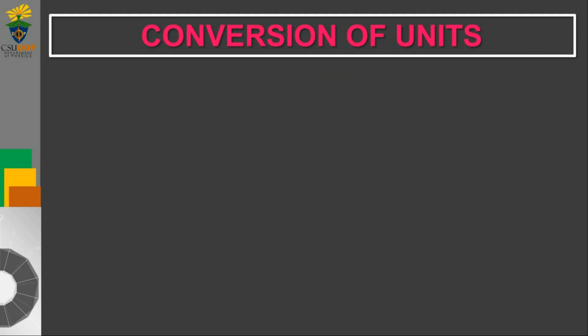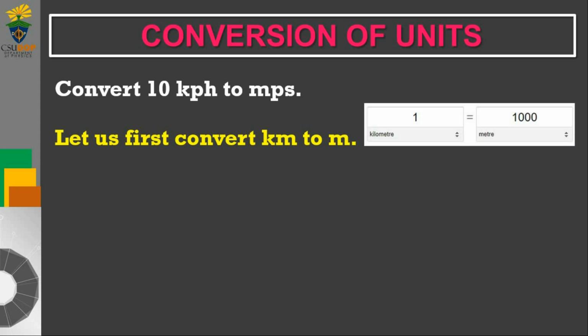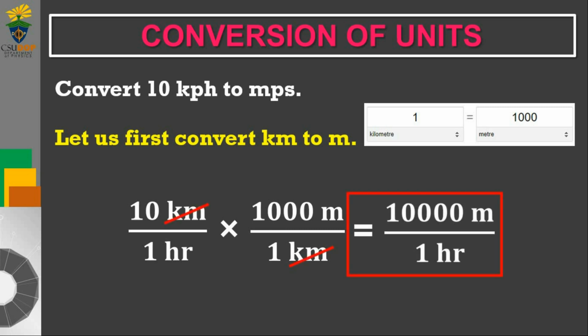Let's have another example. Convert 10 kilometers per hour into meters per second. First, let us convert kilometer to meter. Noting the conversion factor to be 1000 meters in 1 kilometer, we have 10 kilometers per hour, multiplied with 1000 meters per 1 kilometer. Cancelling kilometer, we are left with 10,000 meters per hour.